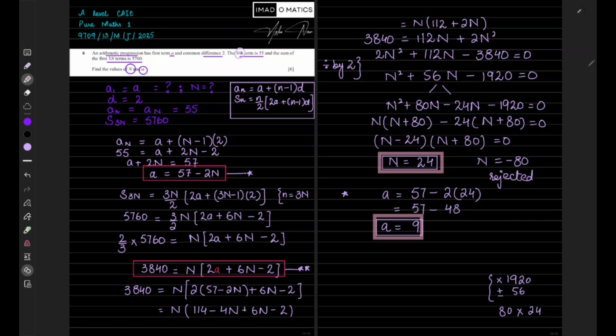Okay, that's all about question number 6. I hope you understand this. The only tricky part in this question was when they have given you sum of 3n terms. That means you must be using 3n in place of n in each place. Okay, the rest was just a simple sequences and series question.